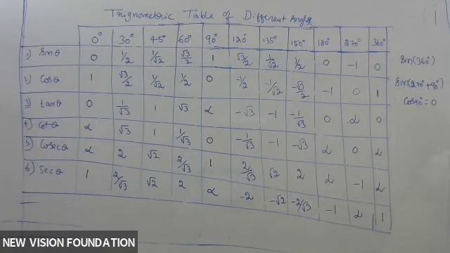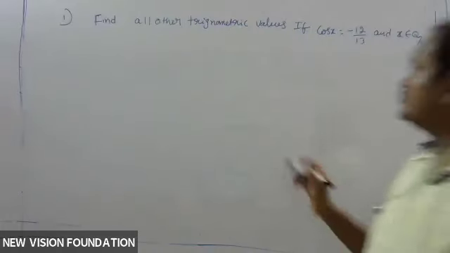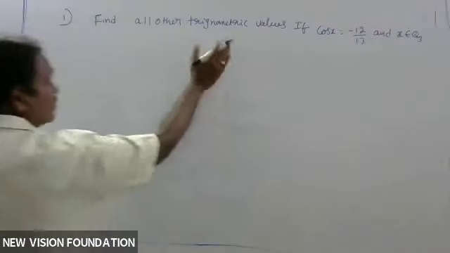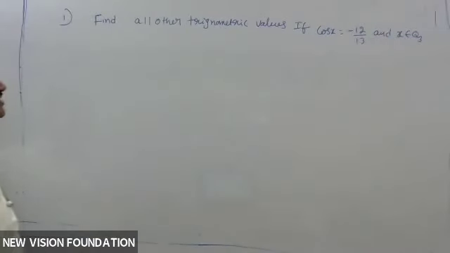This is a kind of table which will be helpful to you when tackling problems. Now we are going to do different kinds of problems based on these trigonometric allied angle values. Please observe. Now let us see this beautiful problem on what we have discussed, my dear students.